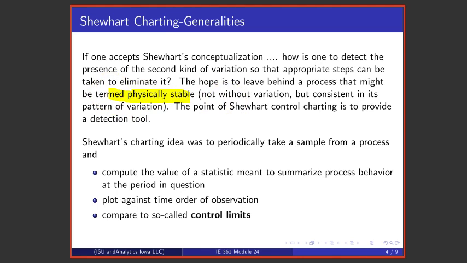Now, stability over time is not complete lack of variation. That's too much to hope for, but rather it's variation that is consistent in its pattern. And the point of Shewhart control charting is to provide a detection tool that allows one to recognize variation that could potentially be eliminated, and to intervene, take action on that information.